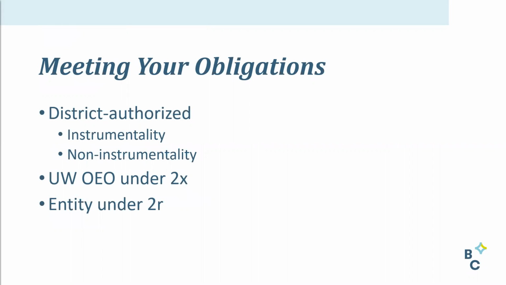When you talk about meeting your obligations, you look at, are you a district authorized charter school? Are you a charter school under 2X? Are you a charter school under 2R? Your obligations may differ depending on those. All public charter schools are going to have the same obligations in terms of the federal discrimination laws or bullying laws in Wisconsin or things like that. But there may be other specific obligations with respect to a 2X charter school, with respect to a 2R charter school, or the different kinds of district authorized. So as you're determining what are our obligations, keep in mind you want to look at those in the context of what type of charter school you are.